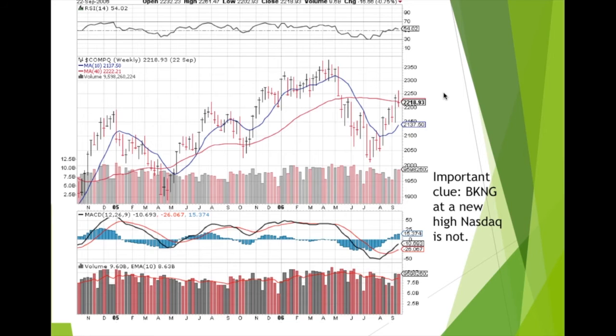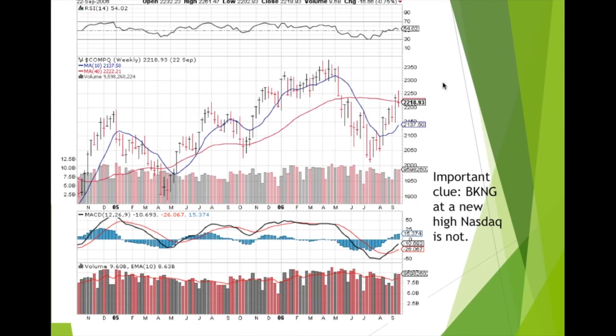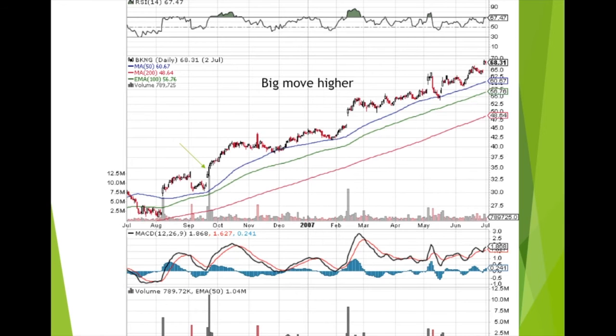A big important clue, though, is you see the NASDAQ is still trying to find its way. NASDAQ's still off a new high, where Priceline is at a new high. So that's a good sign of strength. That's an important clue that it could be a leader. And you see it's a big, huge move, and it's a monster stock, and it heads higher from that buy point. This is a stock I probably wouldn't buy on this day because the chart was so sloppy.